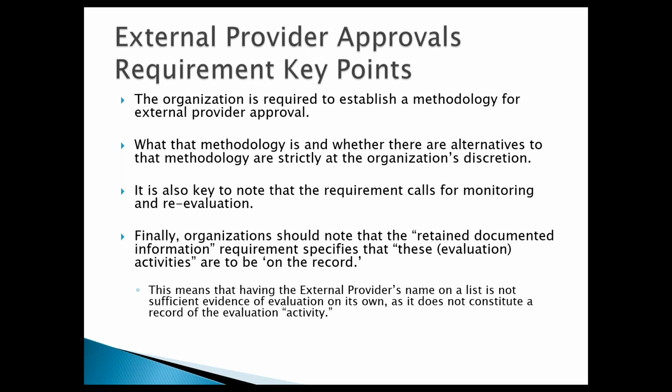Now, you'll note also that it says retained documented information, records, needs to be maintained of the evaluation activities. Now, what that means is having the external provider's name on a list, that's not evidence of evaluation. Doesn't tell me anything about how you performed the evaluation activity. So it tells me they were evaluated, but not what the evaluation activity was. And that's another item that comes up from time to time in the nonconformances that are written.